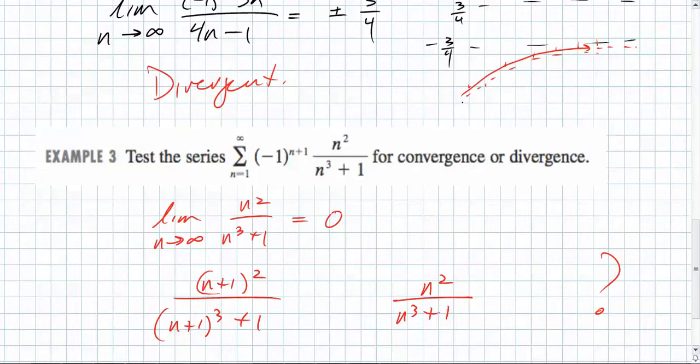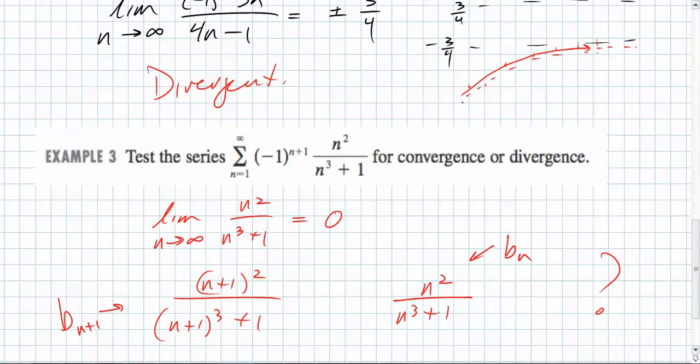We have to know about the size. This represents the term b sub n plus 1 right there, and this is b sub n right here. We want to know the size relationship: if b sub n plus 1 is always smaller than b sub n. So look, you're squaring the top, but you are cubing the bottom.